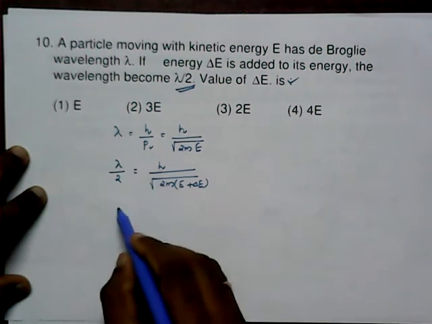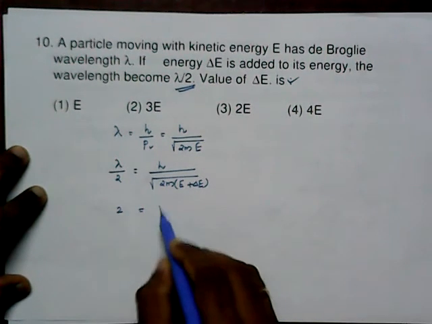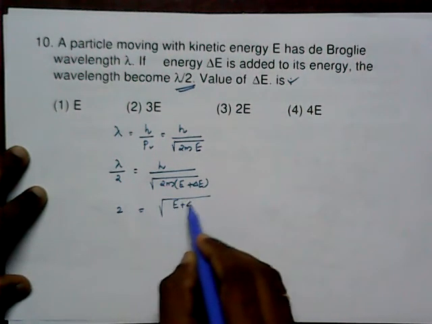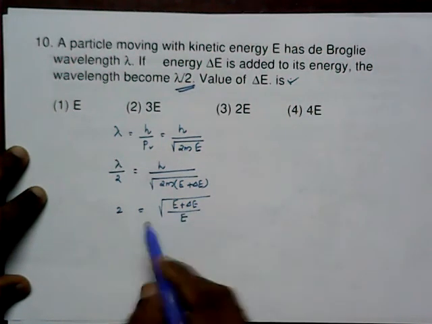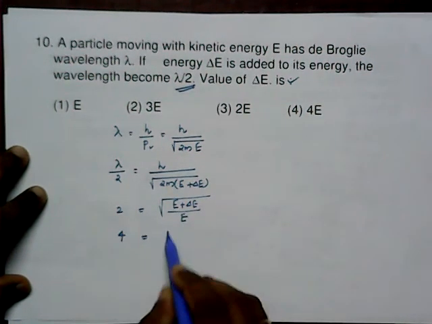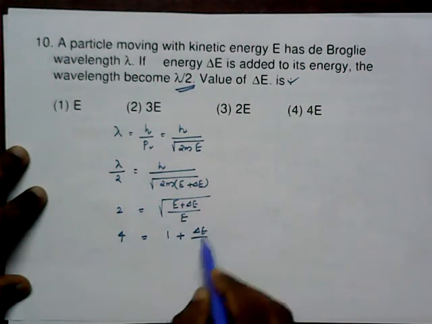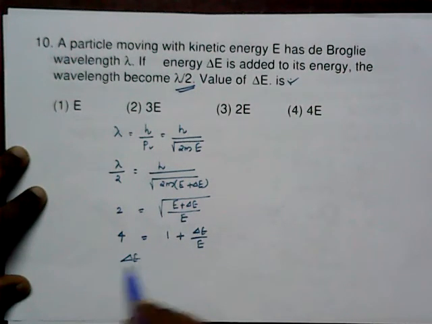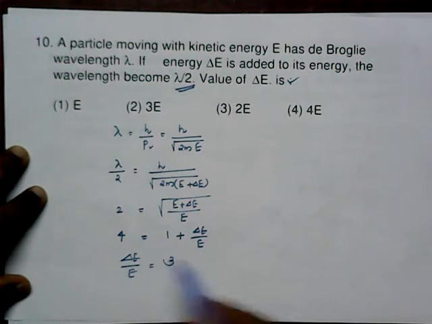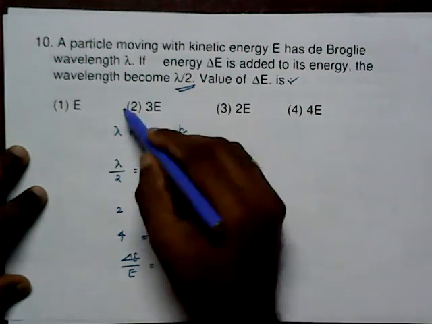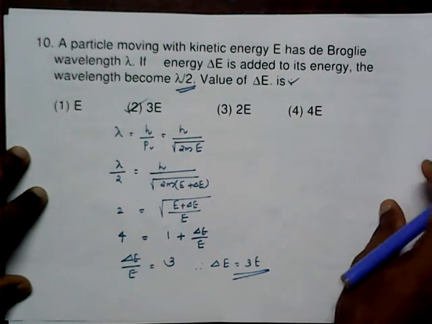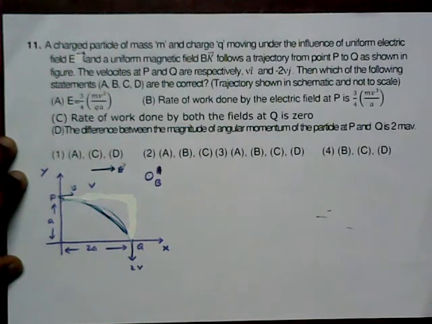So just dividing, you get the value as 2 is equal to root of E plus delta E, divided by E. So squaring, you get the value as 4 is equal to 1 plus delta E by E. So delta E by E equal to 4 minus 1, that is 3. Therefore delta E is 3E, and you get the answer as 2. Number 11. A good question.